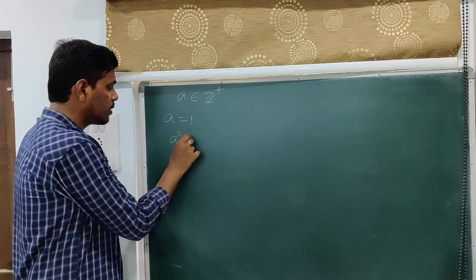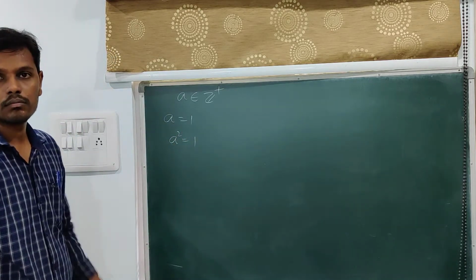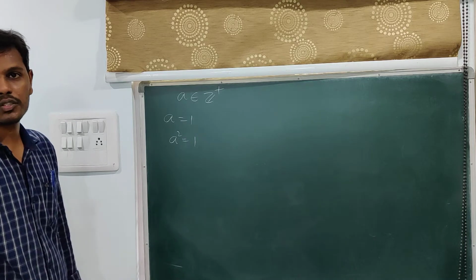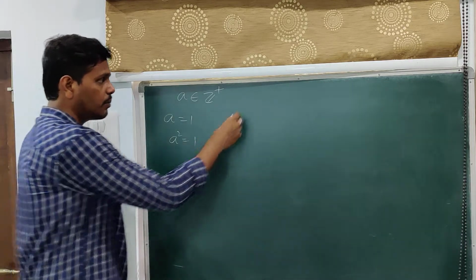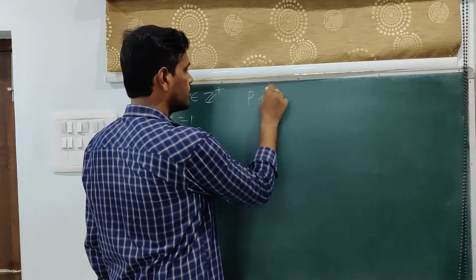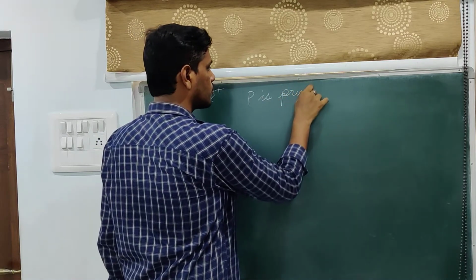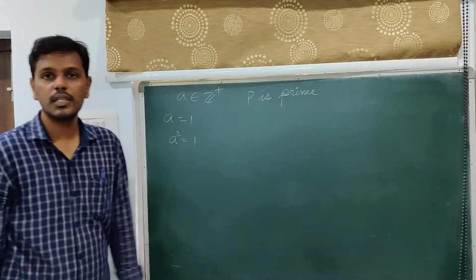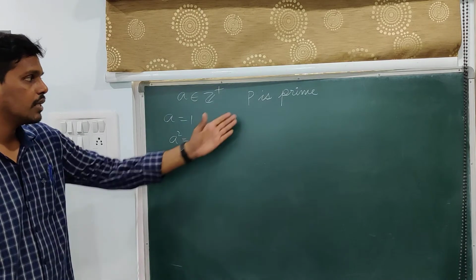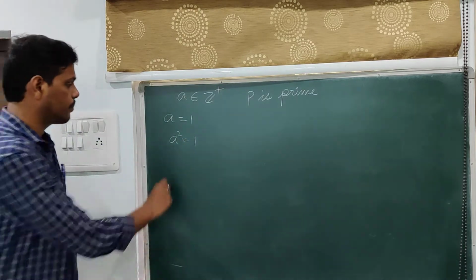Now A square is equal to 1. That is, the square of 1 is again 1 itself. Now we are given P is a prime number. Now we are being told that P divides A square.